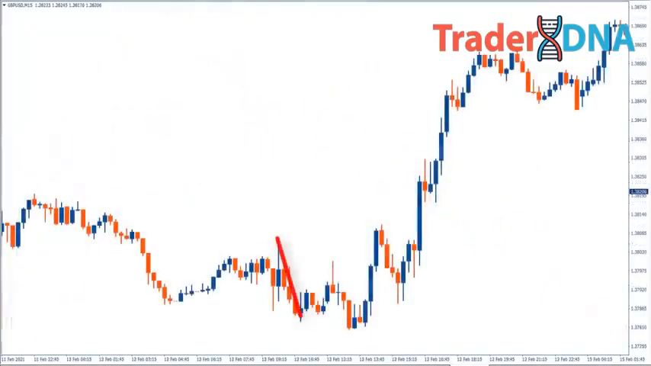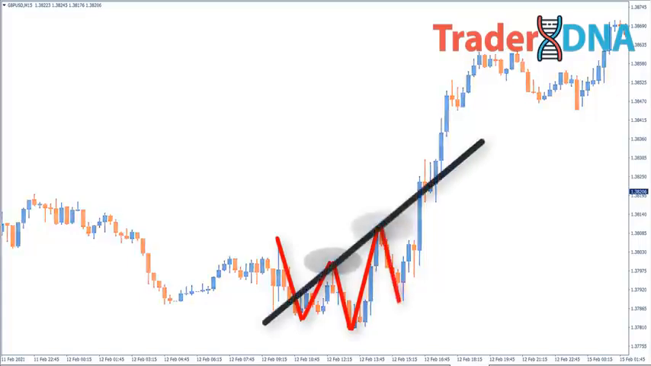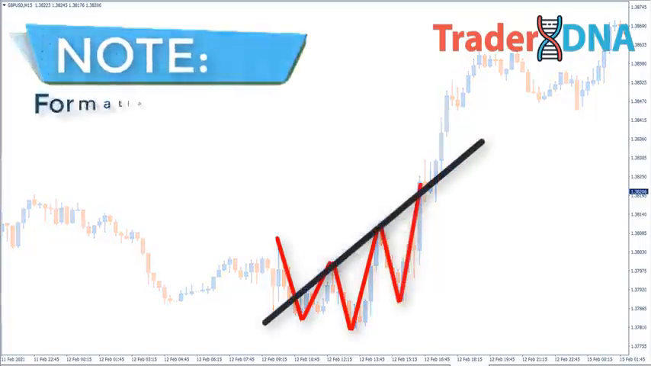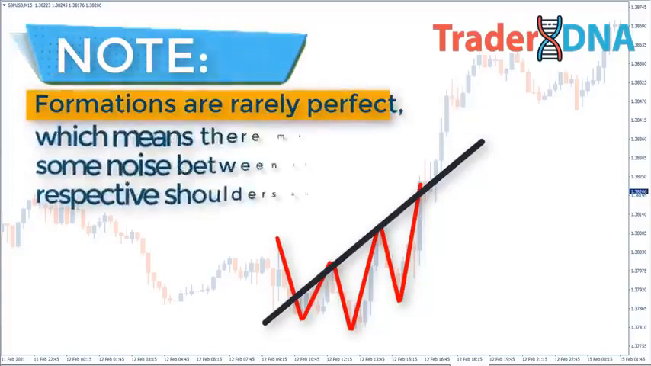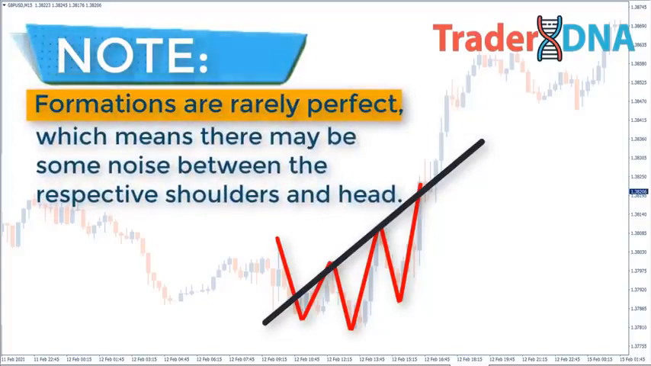In an inverse head and shoulders pattern, we connect a high after the left shoulder with the high formed after the head, thus creating our neckline for this pattern. Note: formations are rarely perfect, which means there may be some noise between the respective shoulders and head.